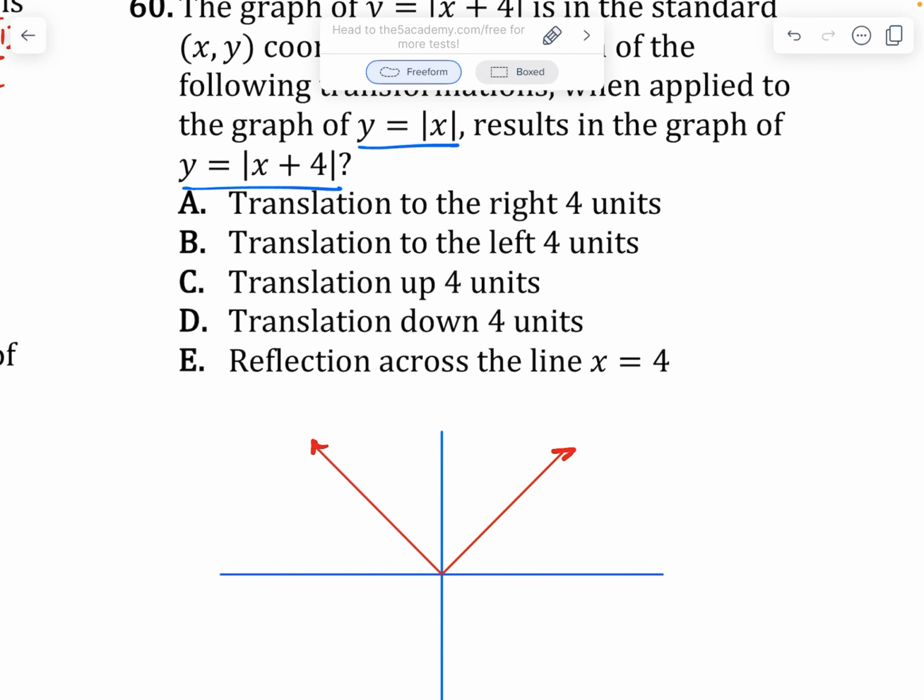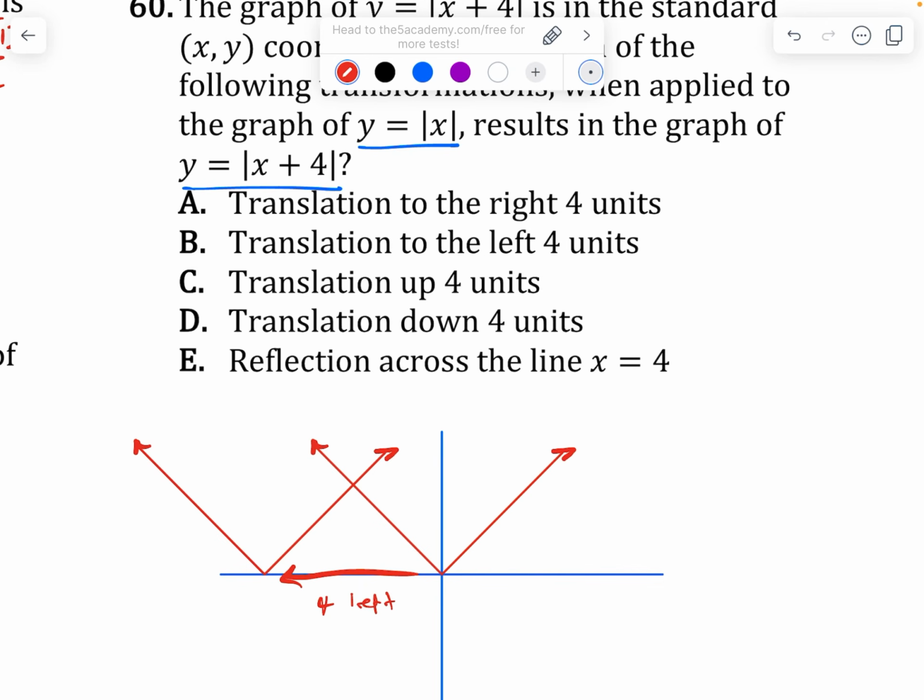So what I'll do, copy, paste. It's going to be 4 units to the left. I'm pretty sure your graphing calculator should be able to do absolute value graphing.